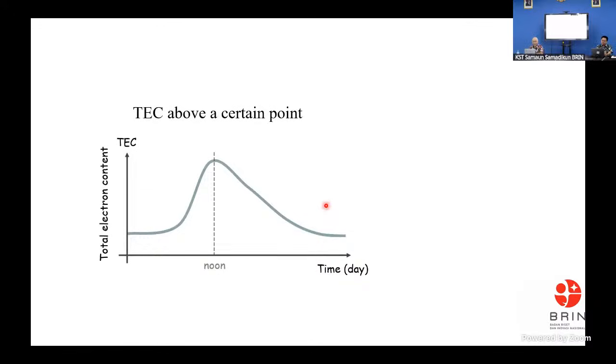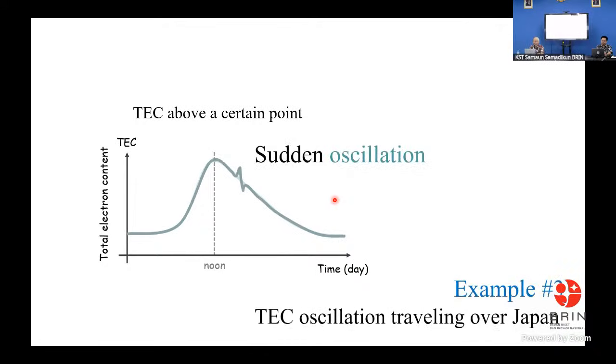Okay, so the third example. So this is a lithospheric phenomenon. Now it is not an increase and not a decrease, but it's a sudden oscillation like this, and the oscillation moves.